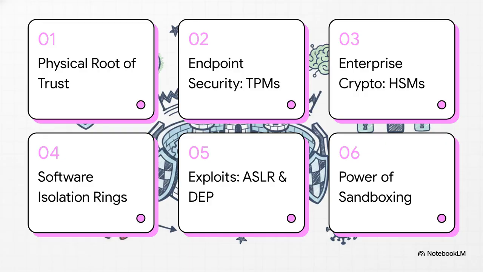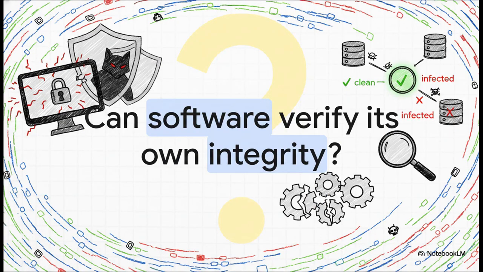Let's jump right in. Let's kick things off by confronting what I like to call the ultimate paradox of cybersecurity. Think about it. If an environment is already compromised, how can the software running on it reliably tell you it's safe? If a malicious actor has already subverted the operating system, the exact tools you're using to check for malware might just be lying right to your face.